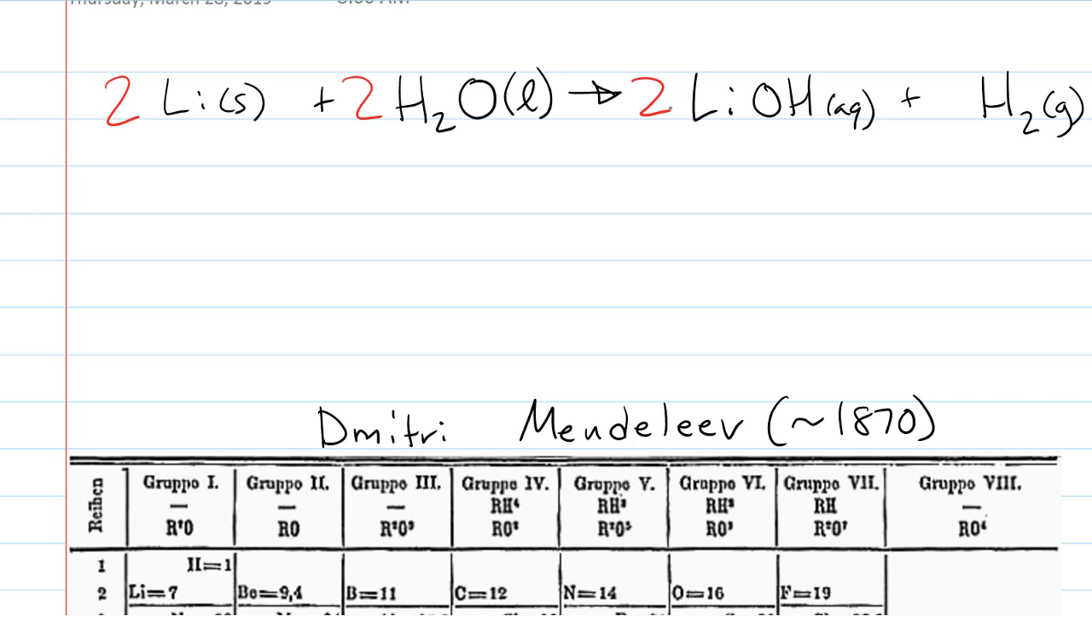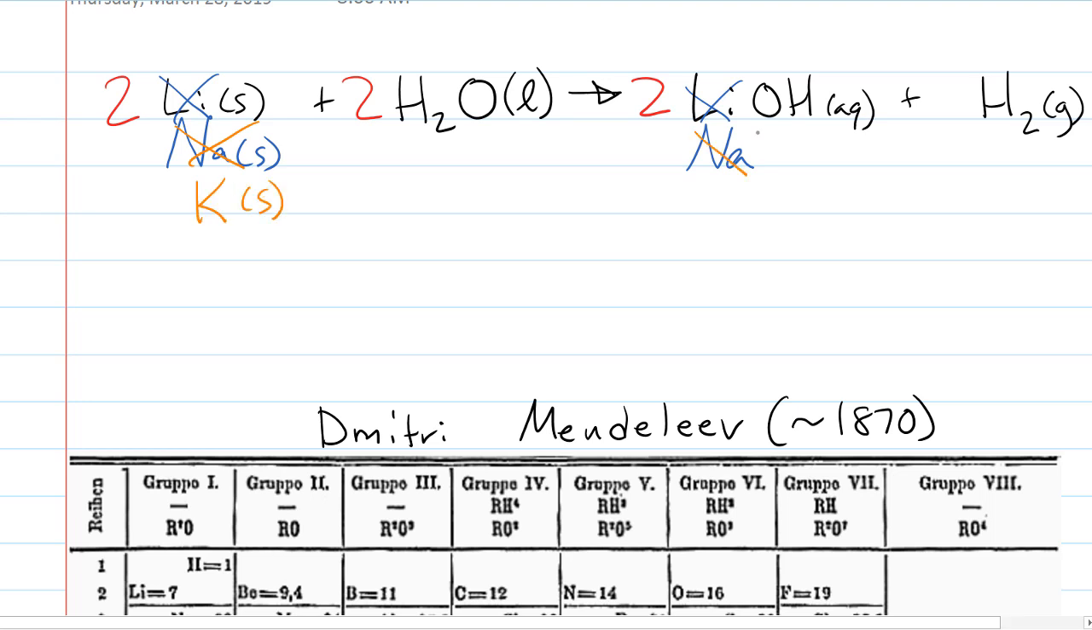And when we then went from lithium to sodium, instead of having lithium here, we would then replace it with sodium solid, meaning that the product we produced instead of lithium hydroxide would have been sodium hydroxide. And then when we went on from here, we no longer had sodium, but then we went on to potassium. And instead of producing sodium hydroxide, we would have produced potassium hydroxide.